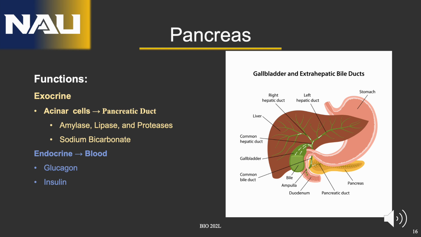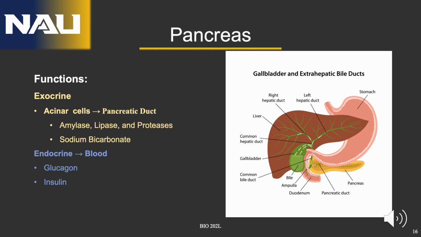Additionally, the pancreas secretes bicarbonate, which neutralizes the acidic chyme from the stomach, creating an optimal pH for enzymatic activity in the small intestine. Next, we'll talk about how the pancreas manages blood glucose with glucagon and insulin, otherwise known as the endocrine functions of the pancreas.